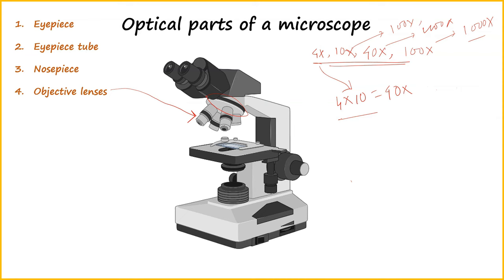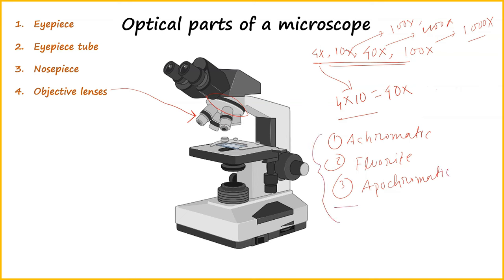Now, there are 3 types of objective lens. One is achromatic, second is fluorite, and third one is apochromatic. So there are 3 types of objective lens.